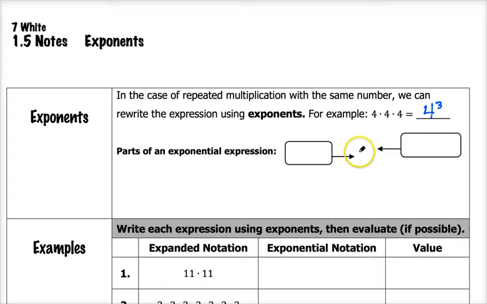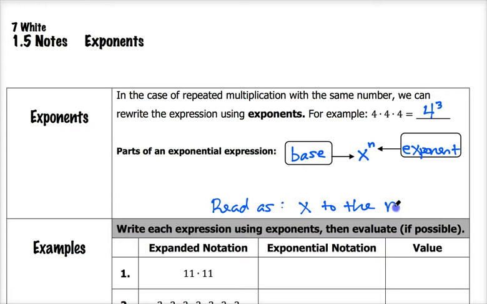So if I were to use a couple of variables, if I were to use an x and an n up here, this, the big number, in this case the x, is the base, and then the smaller number up at the right, that is what's called the exponent, the n in this case. So anytime you see something in this form, it is read as the base, which in this case is x, to the exponent's power. So in that case, that would be the nth power. So that would be read as x to the nth power.